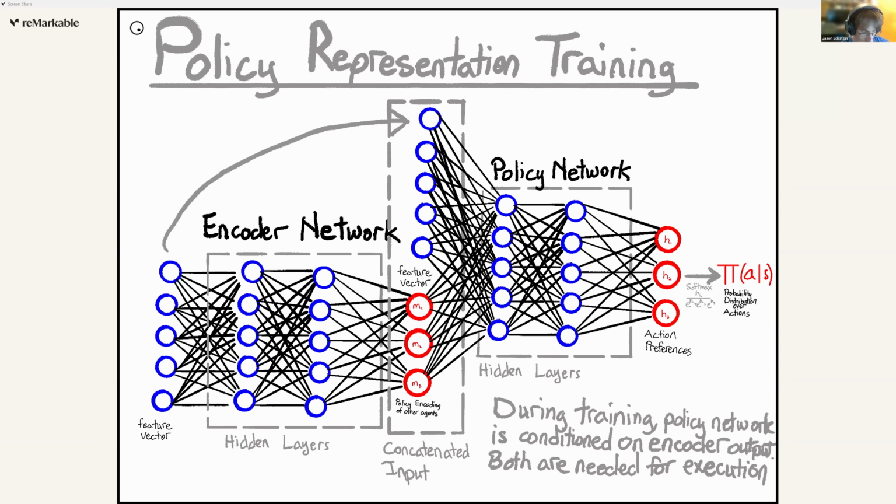And then its policy network is just the same. It's just the policy function that outputs its own probability distribution over actions. But now it is conditioned on both its feature vector and the policy encoding it's learned during training. So in order to deploy this now, we need both the encoder network and the policy network. And to use it, we have to send the feature vector through both of these in order to get an output from this.